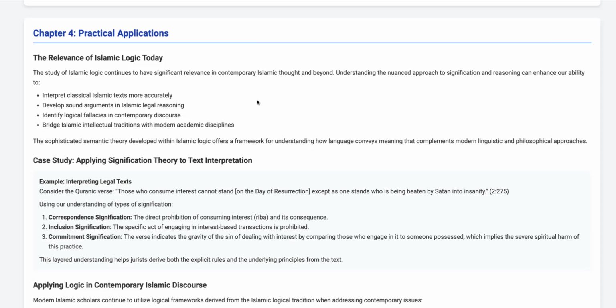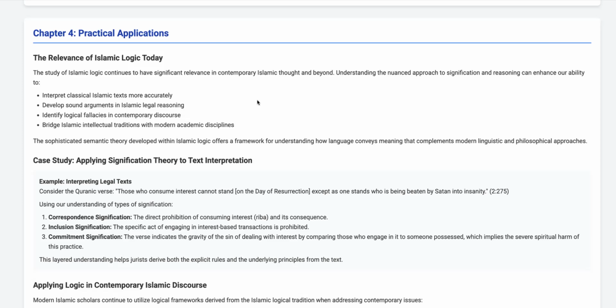Absolutely. Most of the books of Usul al-Fiqh are written in this way. Develop sound arguments in Islamic legal reasoning. So if you're asked to write, it's very obvious when you're reading someone's fatwa online if they have been exposed to this or not. Identify logical fallacies in contemporary discourse. You can use this even in da'wah.